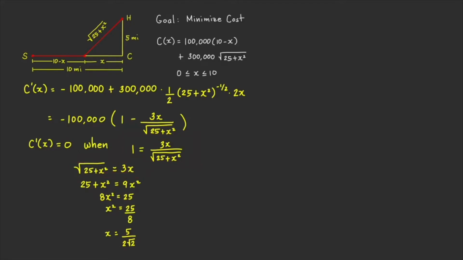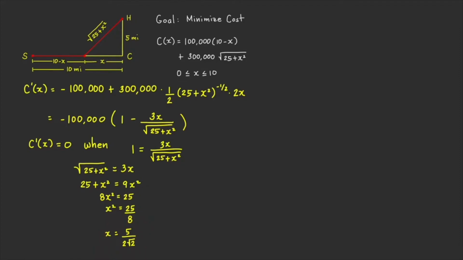square both sides, we'll get 25 plus x squared equal to 9x squared, and then we'll get here 9x squared minus x squared, you'll get 8x squared equal to 25, dividing both sides by 8, and then taking the square root of both sides, we'll get x equal to 5 over 2 square root of 2.